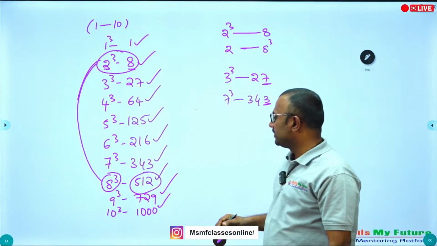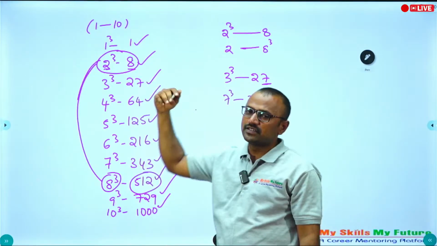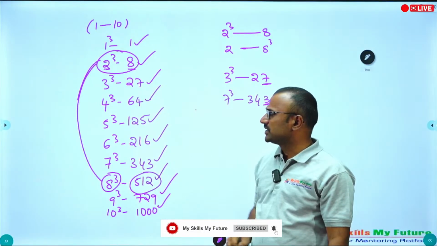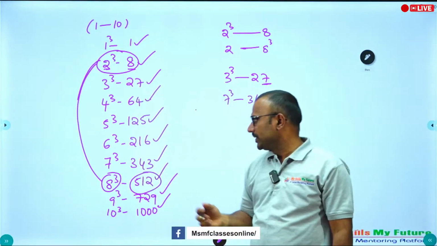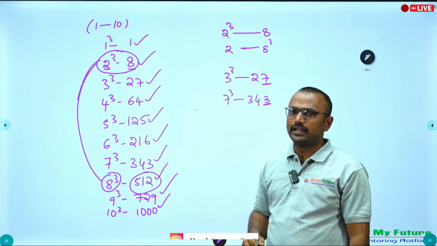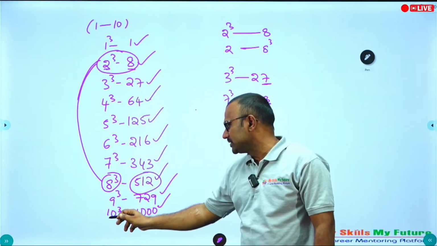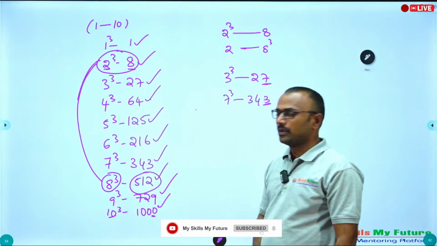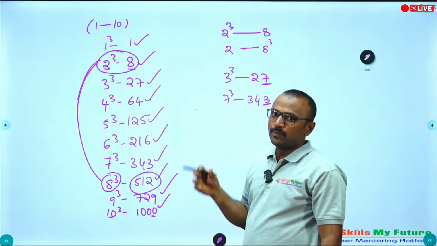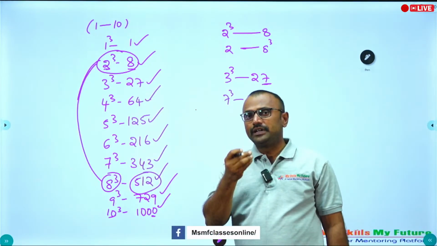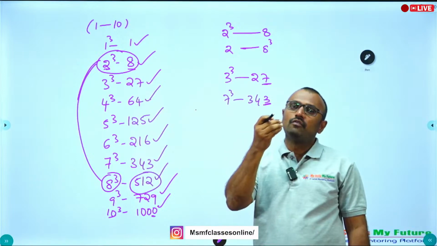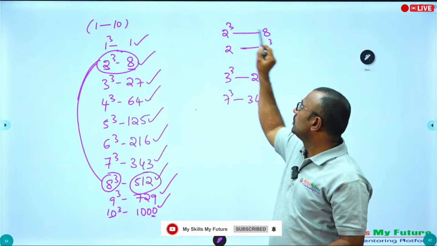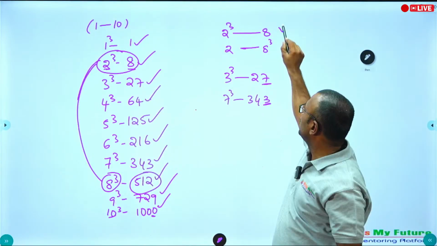The remaining numbers are the same. 1 cube ends with 1, 4 cube ends with 4, 6 cube ends with 6, 5 cube ends with 5, 9 cube ends with 9, and for 10, if the unit digit of a number is 0, then the cube of the number ends with 0. It is very important to remember the unit digit of a cube from 1 to 10. Why? Because it helps to find the cube root values.